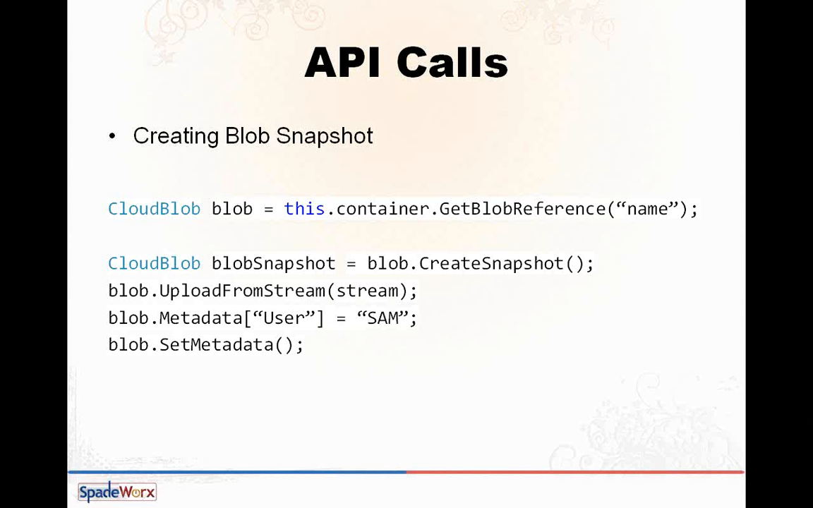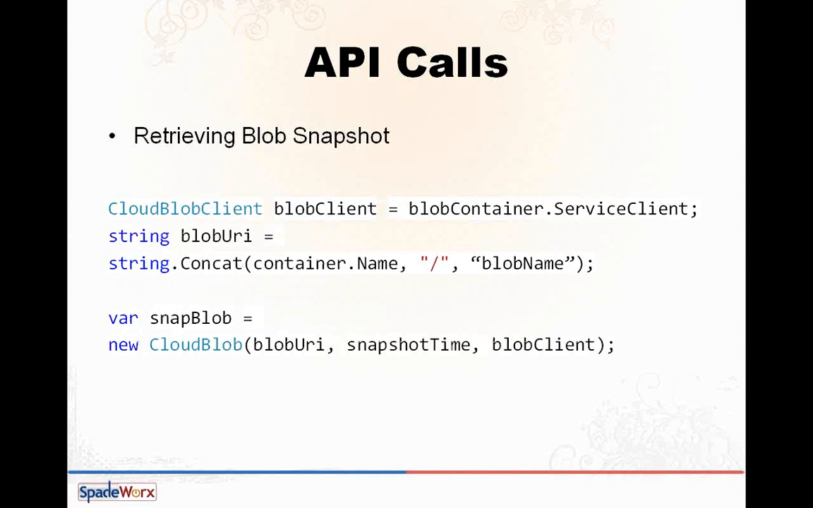So the code here in this API demonstrates that first you create a reference of the blob, right? And before using the upload from stream method to upload the new stream of data into the blob, you create a snapshot of the blob, right? So a version is created, and when you are uploading the new blob data, at that time also associate that blob data with the custom properties of the user as to which user has updated this data.